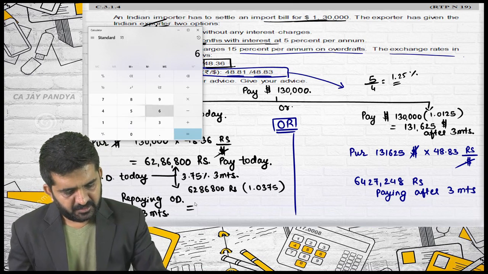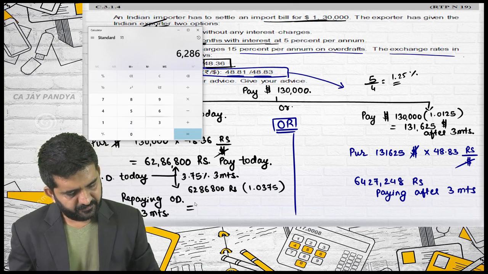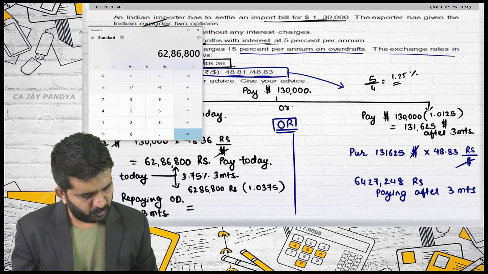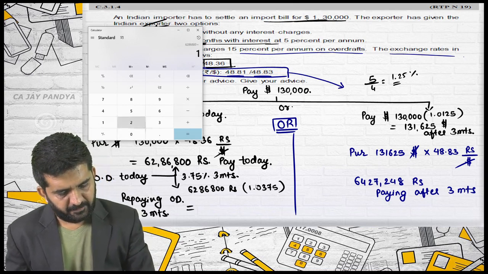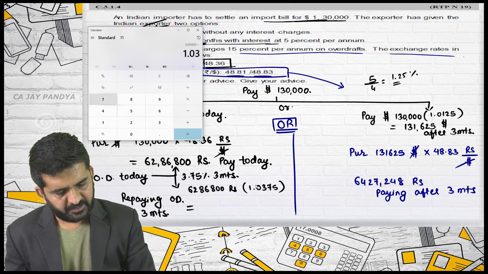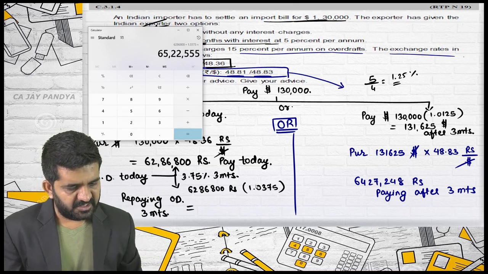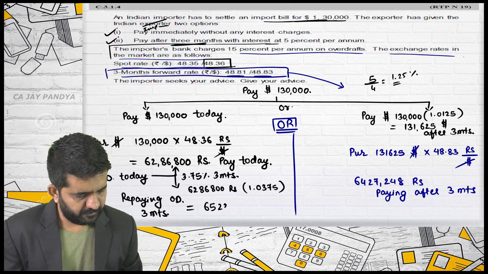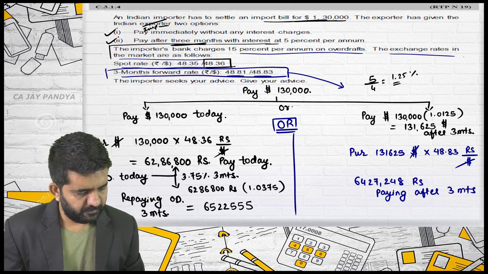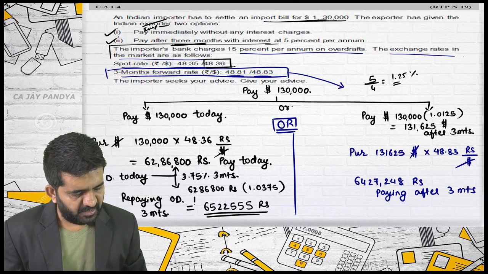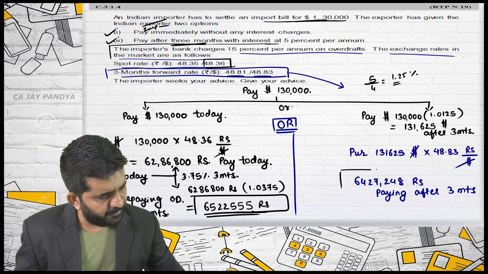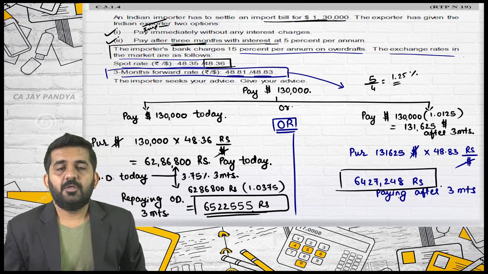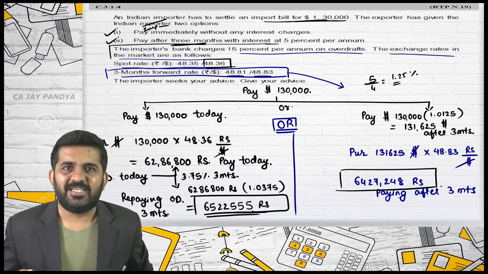Is it alright? 62,86,800 multiplied by 1.0375 is 65,22,555. This is after 3 months. Meg, can I compare these two figures? Yes, sir, both are after 3 months. Both are after 3 months, so you can easily compare it.